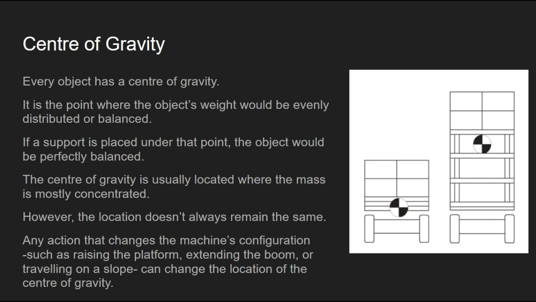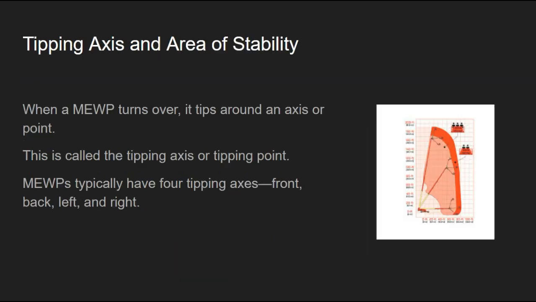Center of gravity. Every object has a center of gravity. It is the point where the object's weight would be evenly distributed or balanced. If a support is placed under that point, the object would be perfectly balanced. The center of gravity is usually located where the mass is mostly concentrated. However, the location doesn't always remain the same. Any action that changes the machine's configuration, such as raising the platform, extending the boom, or traveling on a slope, can change the location of the center of gravity.